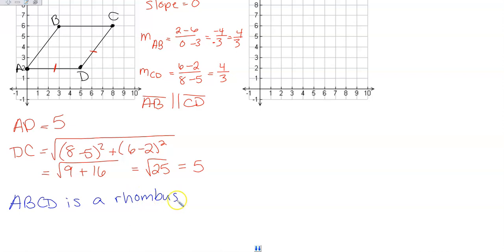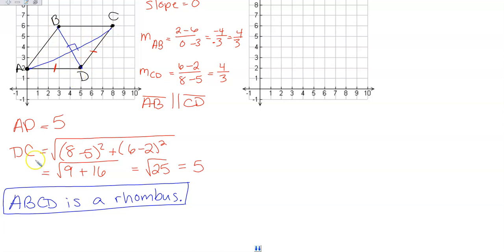Okay, so remember, when we're showing these things, we need a parallelogram property and a rhombus property. My opposite sides being parallel is my parallelogram property, and my consecutive sides being congruent is going to show that my rhombus is there. Again, we could have done slope to show that AC and BD are perpendicular. Okay, and those two slopes should be opposite reciprocals of one another.